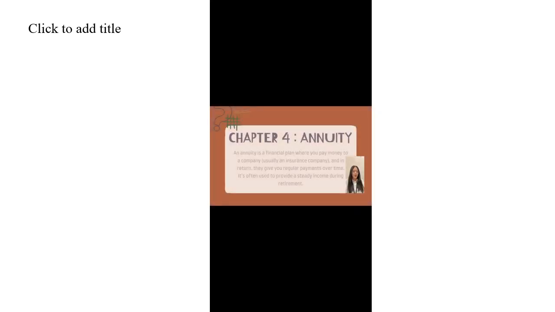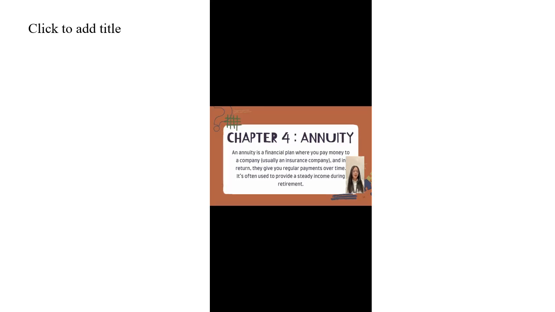Chapter 4, Annuity. An annuity is a financial plan where you pay money to a company, usually an insurance company, and in return, they give you regular payments over time. It's often used to provide a steady income during retirement.